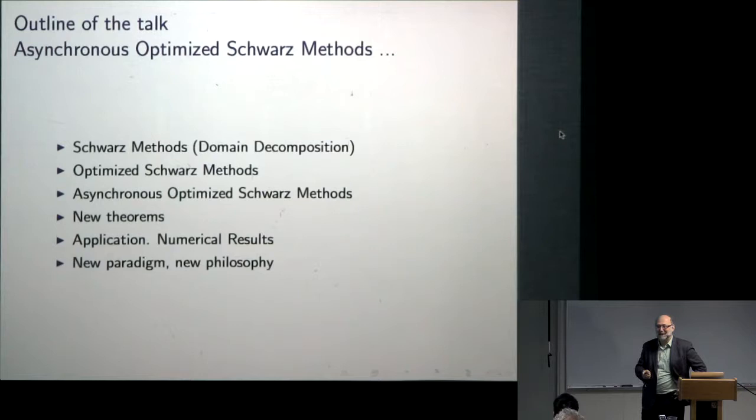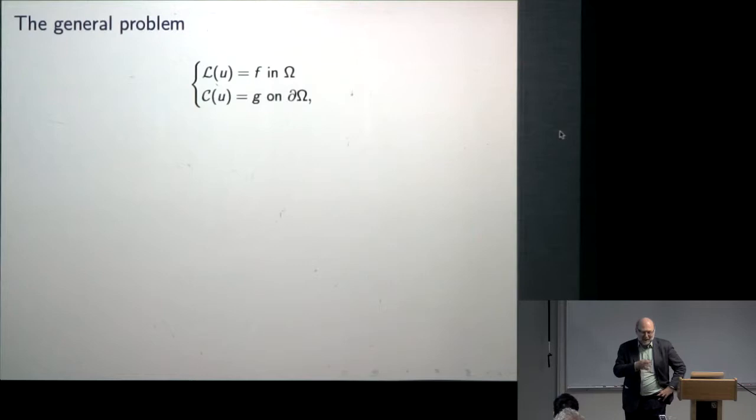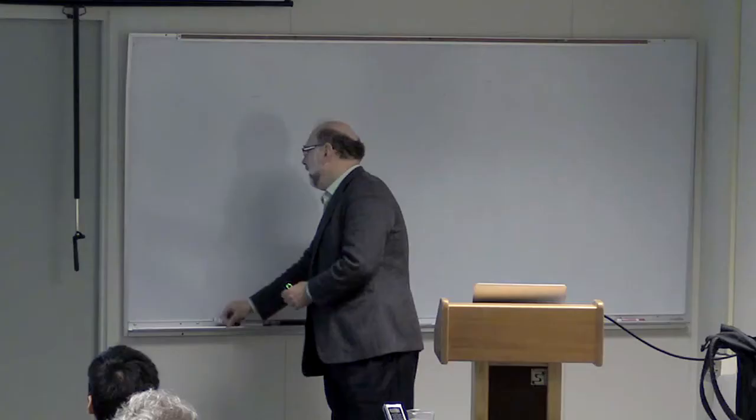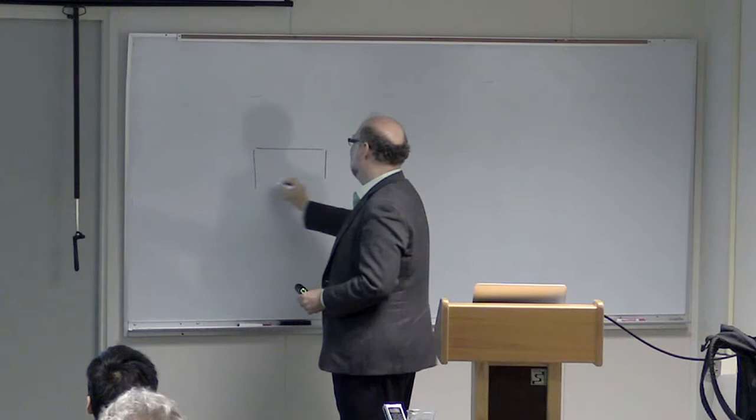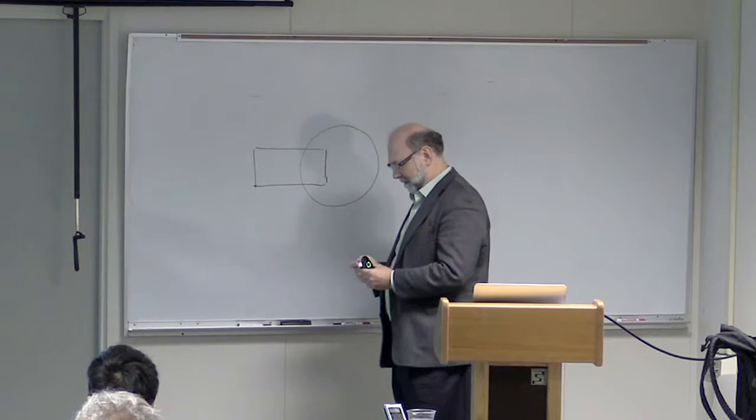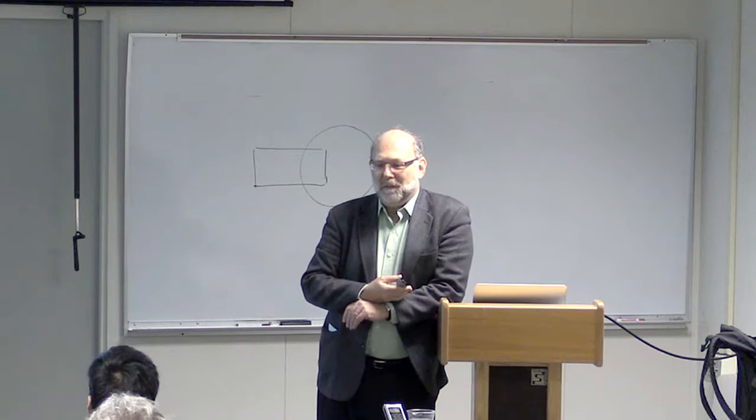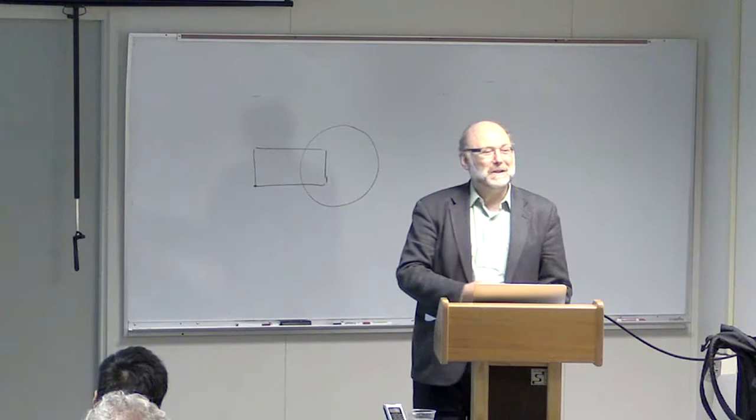Please. Okay, so Schwarz methods. This is very general. I have a differential equation and some boundary conditions, so your favorite stuff, the simplest thing you can think of, the Laplacian if you want, or anything more complicated, and some boundary conditions on the domain. Okay? So Schwarz, in 1860, said, okay, I know how to solve a PDE on a rectangle, and I know how to solve a PDE on a circle. Do solutions of the PDE exist on a union? That was his question. So he was looking for existence and uniqueness of solutions of PDEs.